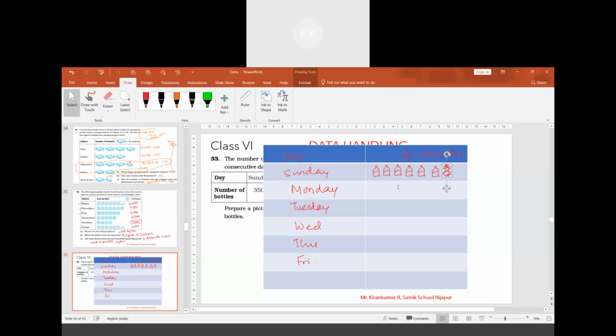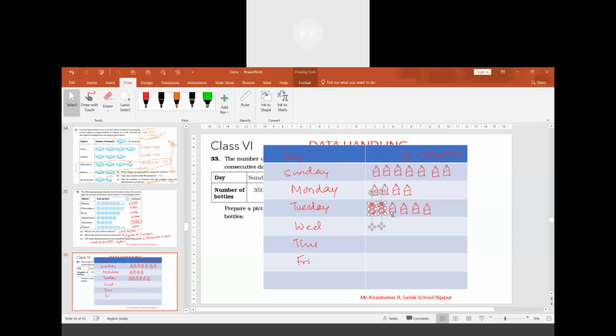If I want to indicate 400, 4 such bottles have to be there. 1, 2, 3, 4. These 4 bottles will indicate Monday. For Tuesday, it is 300. So 6 bottles have to be there. So here we have 4 plus 2 more such bottles. This is 300.